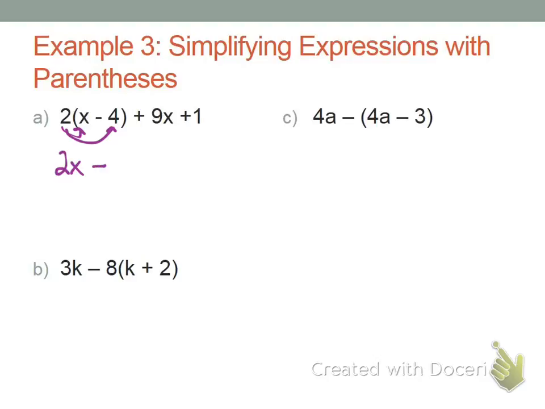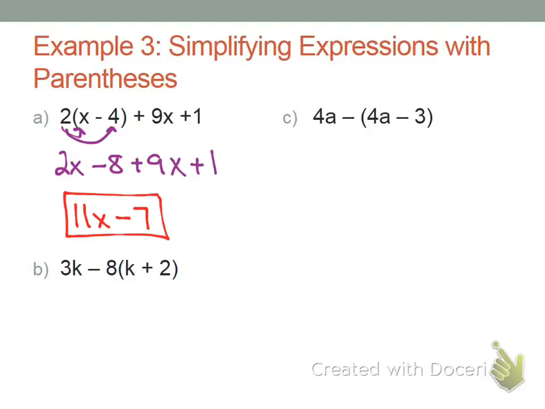Negative 8. And now I bring down the rest of my expression, and my parentheses are gone because I've now distributed the 2. And now I can simplify my like terms. So when I simplify my like terms, I do 2x plus or minus 9x. Plus, because there's a positive sign in front of the 9x. So 2x plus 9x is 11x. And then negative 8 plus 1 is what? So it's minus 7. 11x minus 7 because it's negative 7.